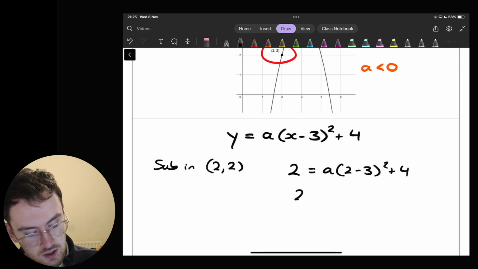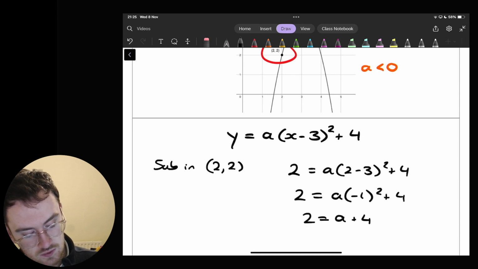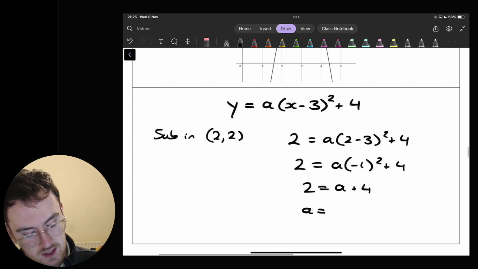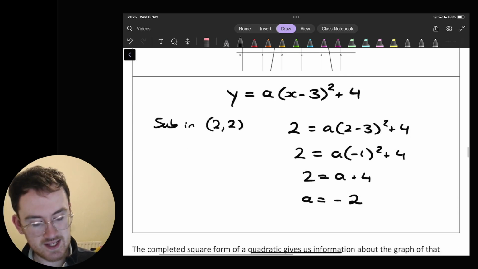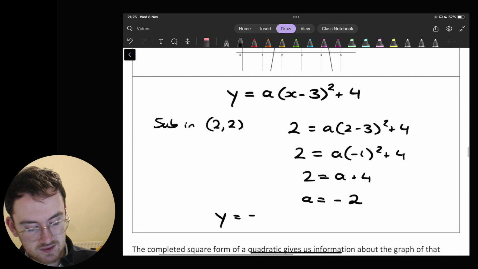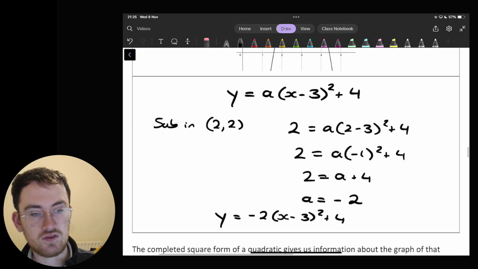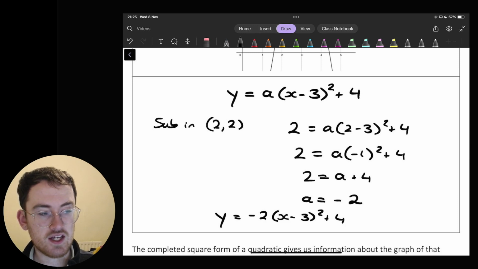Plus 4. 2 equals a times minus 1 squared plus 4. So 2 equals a plus 4, and that means that a equals minus 2. As I kind of expected, we got a negative answer. So minus 2 x minus 3 all squared plus 4 is my equation of that polynomial there.